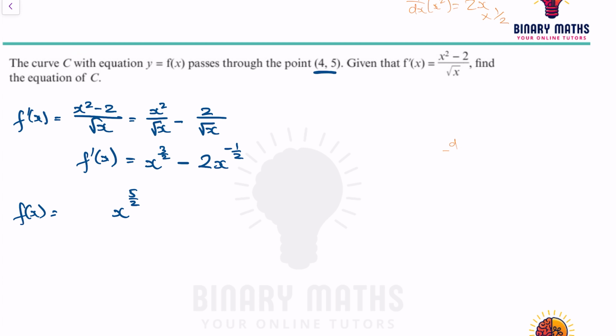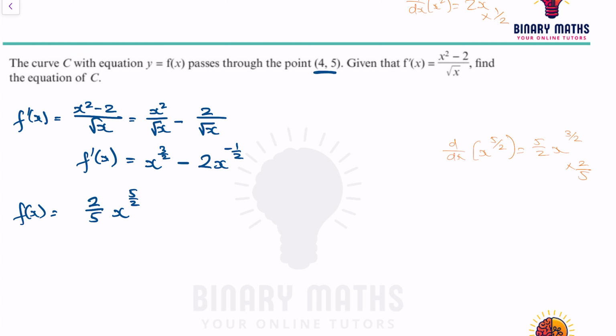If I do d dx of x to the power of 5 over 2, I get 5 over 2 x to the power of 3 over 2. But I don't want the 5 over 2, which means I need to times by 2 over 5 to get rid of it. So that must be 2 over 5 at the front there.